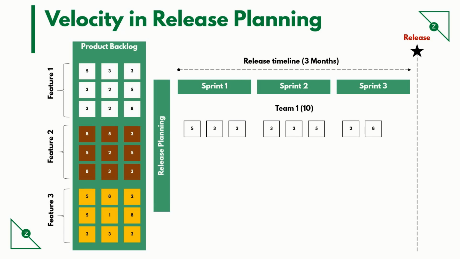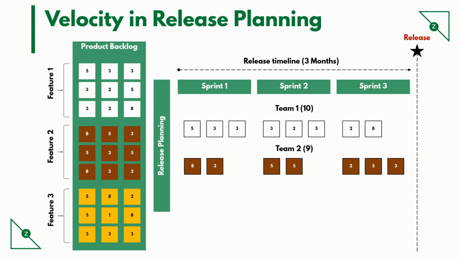Team 1 has a velocity of 10. As you can see, in sprint 1 they have 9 story points, in sprint 2 they have 10 story points, and in sprint 3 they have 10 story points. For team 2 with a velocity of 9, in sprint 1 they have 11 story points, they are overloaded. Sprint 2 they have 10 story points, they are overloaded. And in sprint 3 they have 10 story points, they are slightly overloaded.